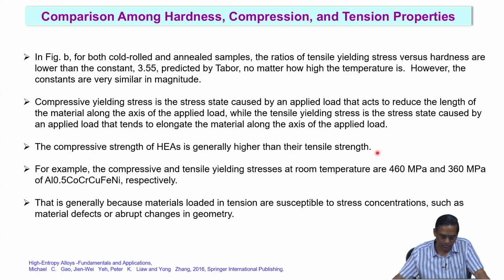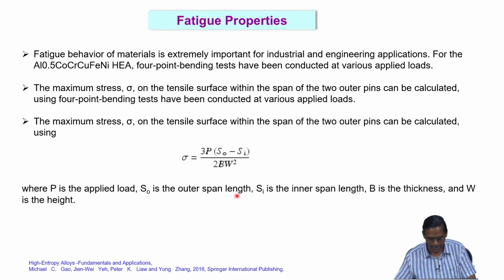So, the compressive strength of high entropy alloys is generally higher than the tensile strength, which is also similar to conventional alloys. In this case, for example, the compressive and tensile yielding stresses at room temperature are 460 MPa and 360 MPa for aluminum 0.5 cobalt, chromium, copper, iron, nickel respectively. Okay. This is generally because materials loaded in tension are susceptible to stress concentration such as material defects or abrupt changes in the geometry. That is why we use a dog bone shape. So, they are very sensitive to tensile loading rather than compression.